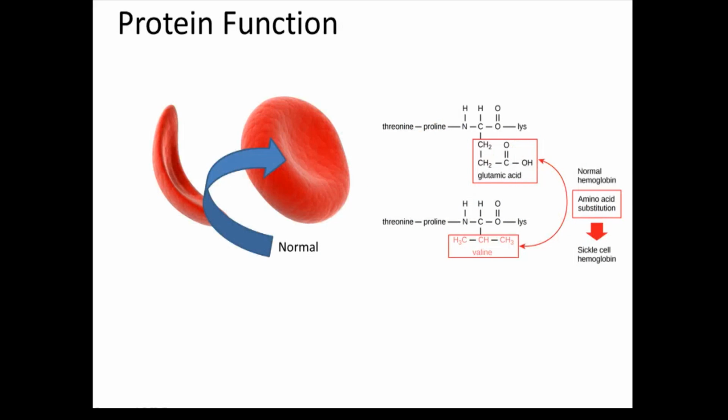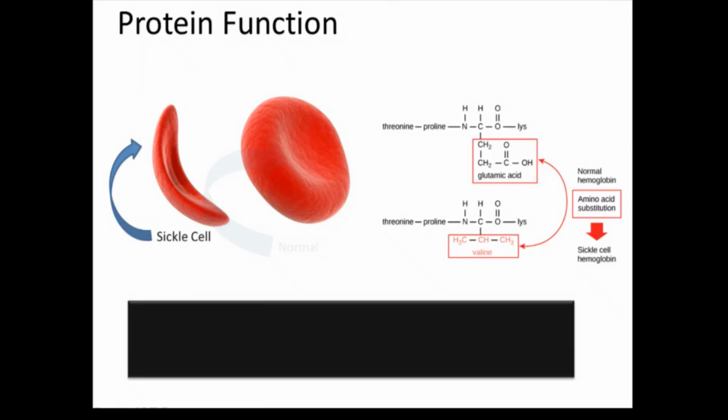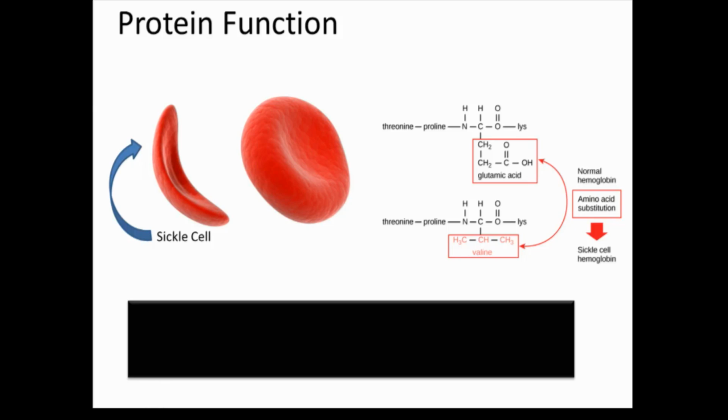Protein's shape is critical to its function. If there is a mistake in the DNA, which causes an amino acid substitution, like with sickle cell anemia, the normal hemoglobin, glutamic acid, is going to be replaced with a valine. This is only one amino acid in the entire sequence that is changed. Because of this change, the hemoglobin is no longer shaped properly.